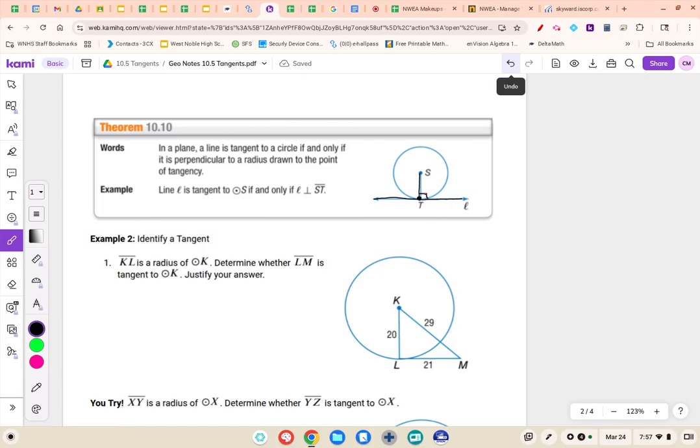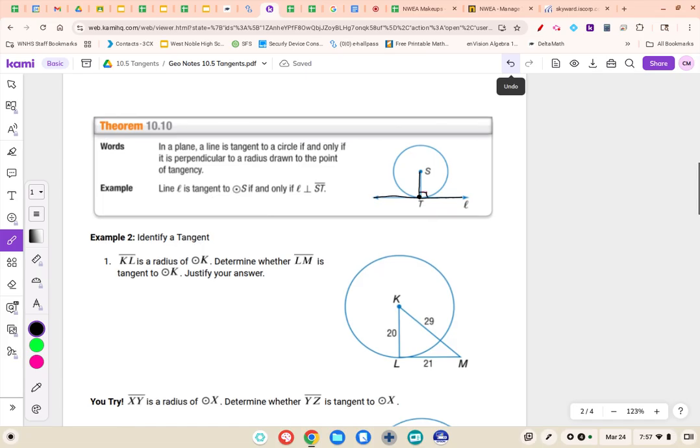That means that we can do some Pythagorean theorem here because we have 90 degrees. So it says segment KL is a radius of circle K. Determine whether LM is tangent to circle K. Justify your answer. So if this is 90, then it is tangent. If it is not 90, then it's not tangent.